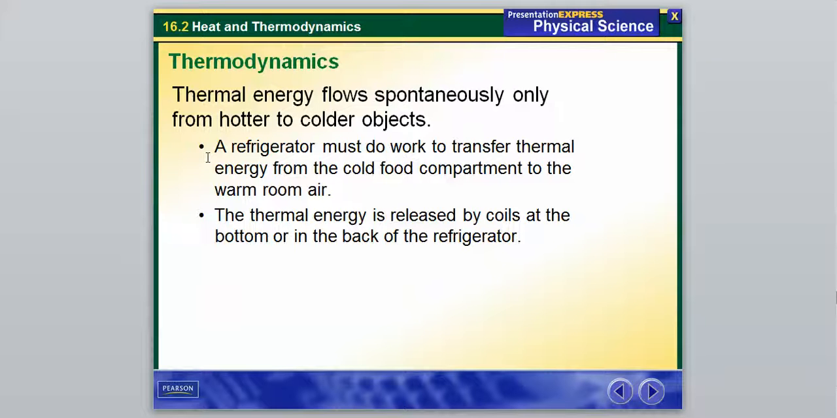So a refrigerator must do work to transfer thermal energy from the cold food compartment to the warm room air. The thermal energy is released by coils at the bottom or the back of the refrigerator. So your refrigerator, again, in order to stay cold, is going to have to release some of its excess energy out into the warmer surrounding room. So that refrigerator is an example of something that goes from cold to hot.